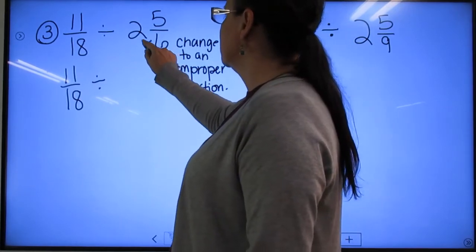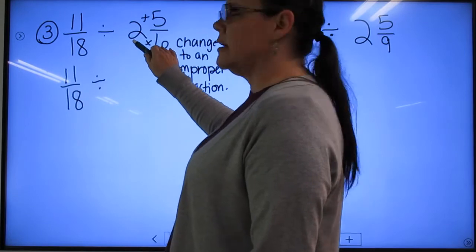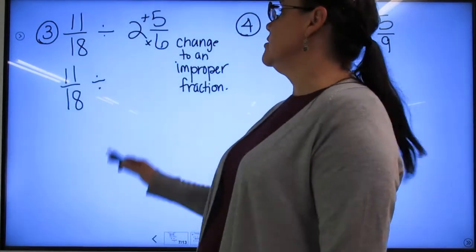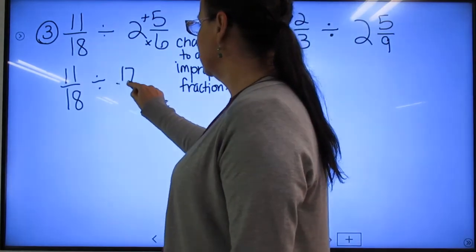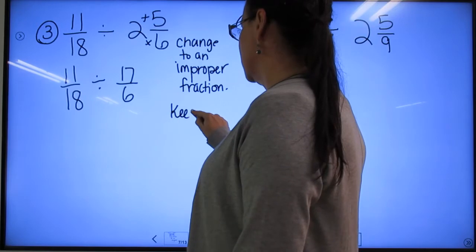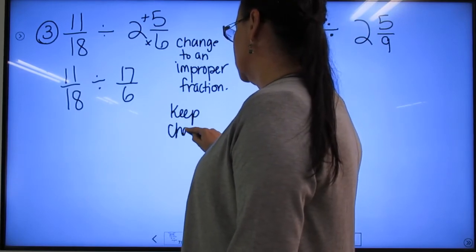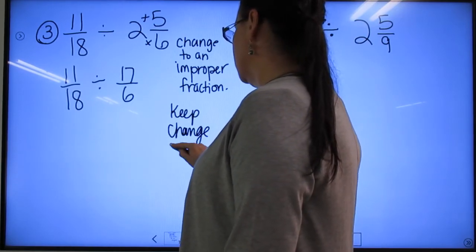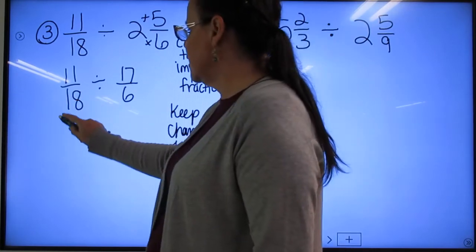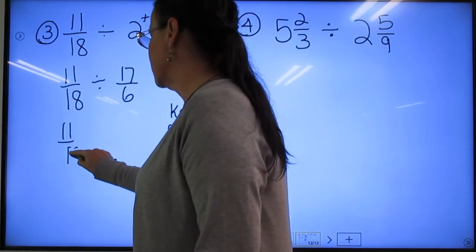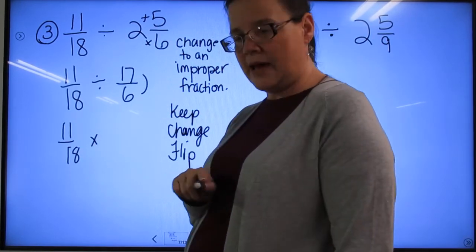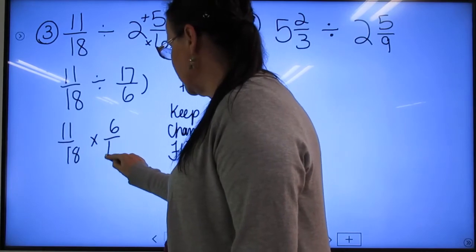Okay, so times plus, right? Start here, work your way around clockwise. 6 times 2 is 12. 12 plus 5 is 17. 17/6. Now you can do your keep, change, flip. So keep the first, change to multiplication, flip that fraction, 6 over 17.